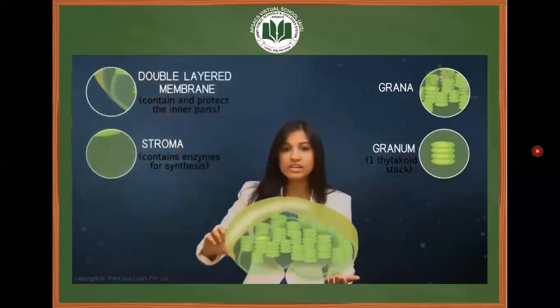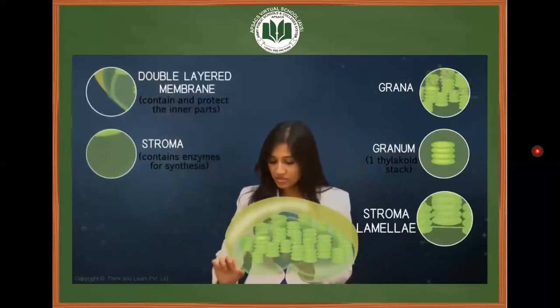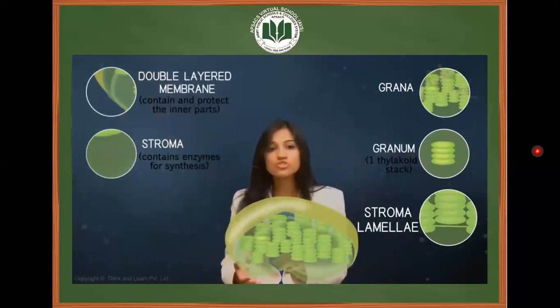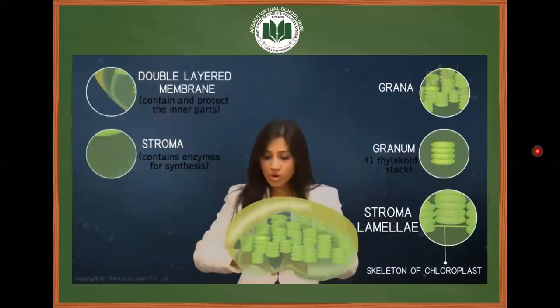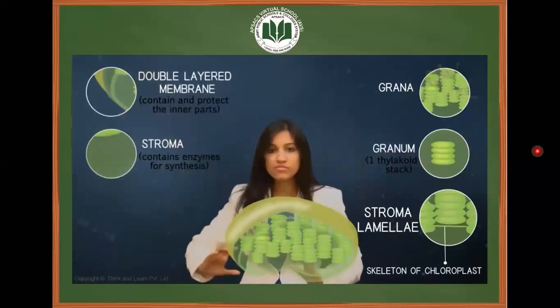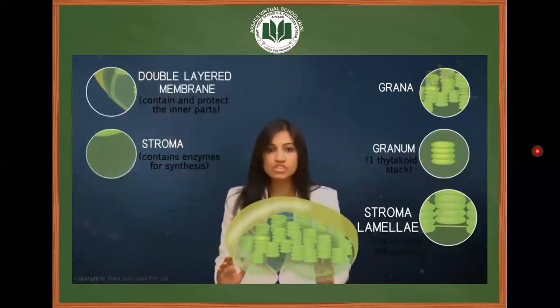The stacks of thylakoid sacs are connected. Can you see these connections? These are called the stromal lamellae. This is also called the skeleton of the chloroplast, keeping all of these grana a safe distance away from each other, increasing the efficiency of the organelle.